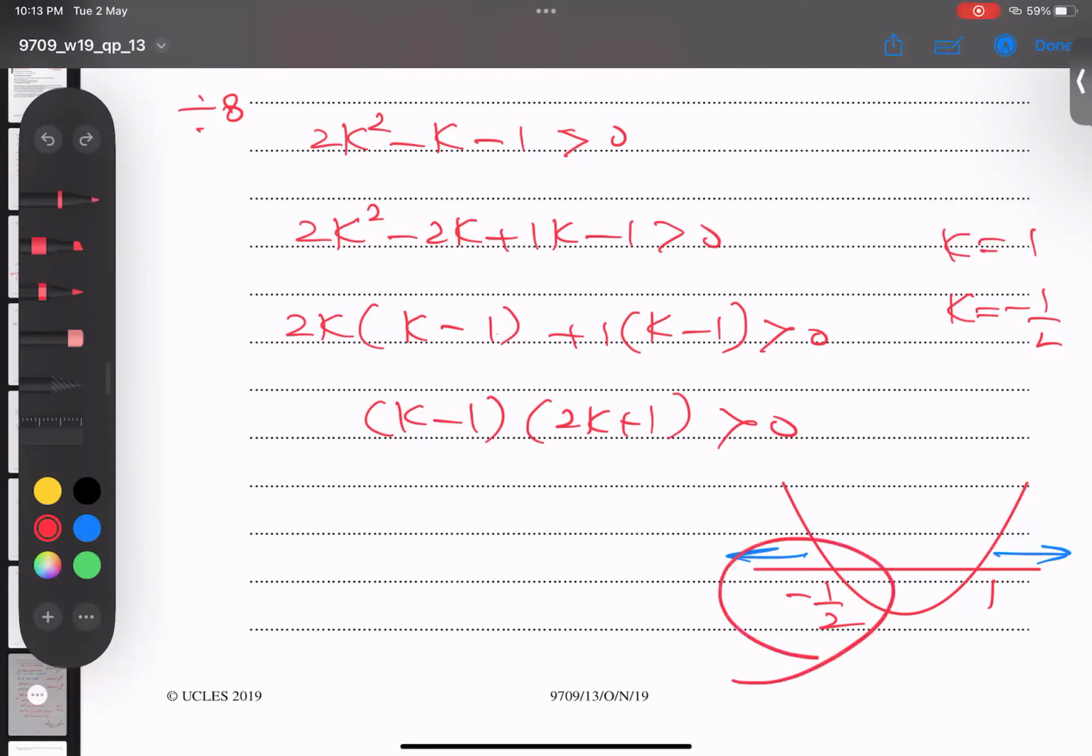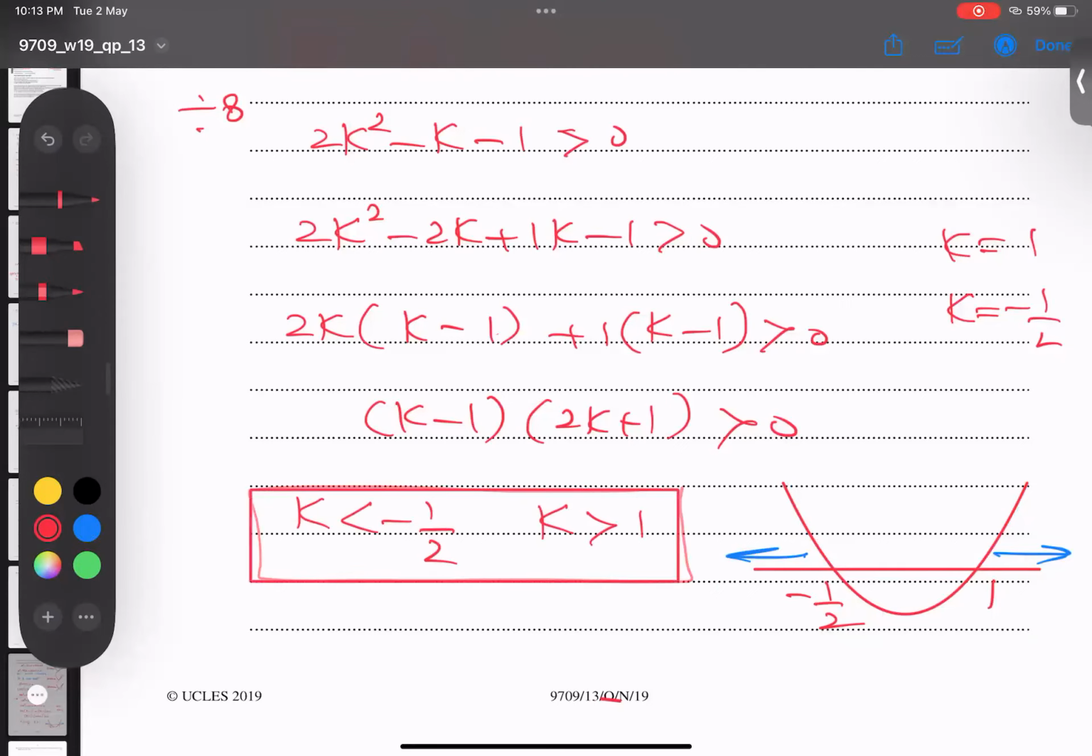So how to write this answer, how to pronounce? K value is less than negative half. And how to pronounce this? K value is bigger than 1. So Alhamdulillah Rabbil Alameen, I believe you got the point very, very clear.